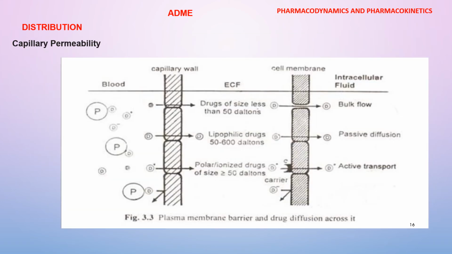The blood capillary permeability too affects the distribution of the drug. Drugs with low molecular weight can easily pass through the capillary pores. The distribution could be by means of passive diffusion or active transport.